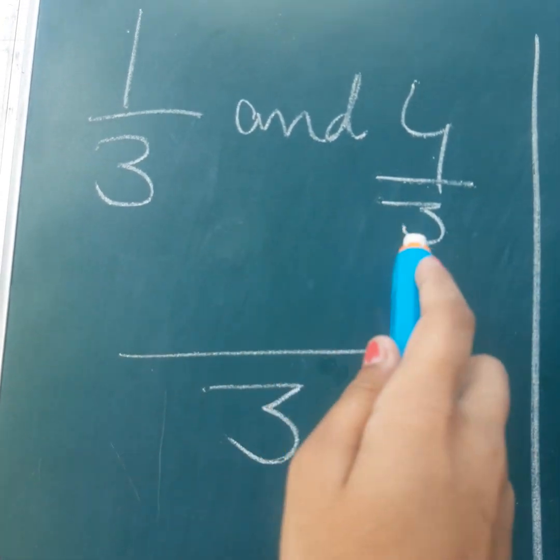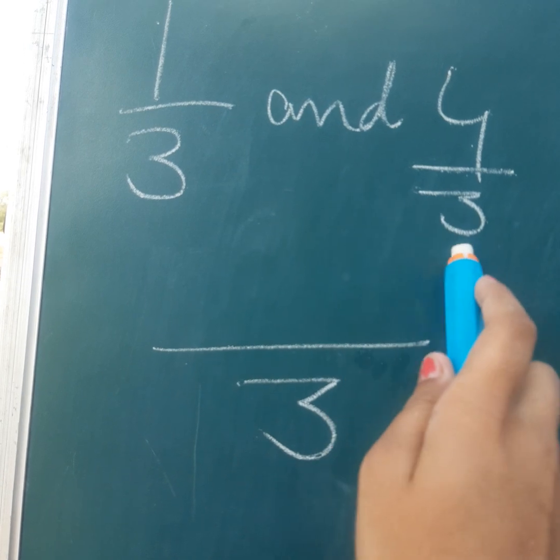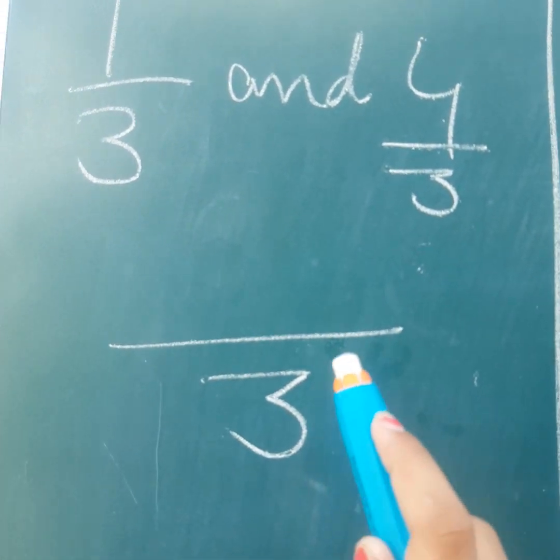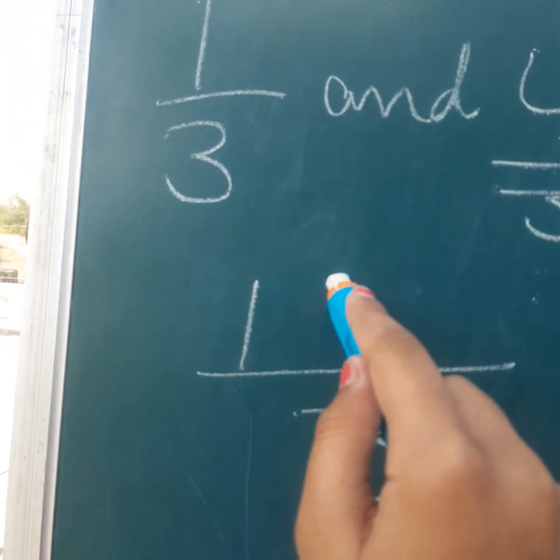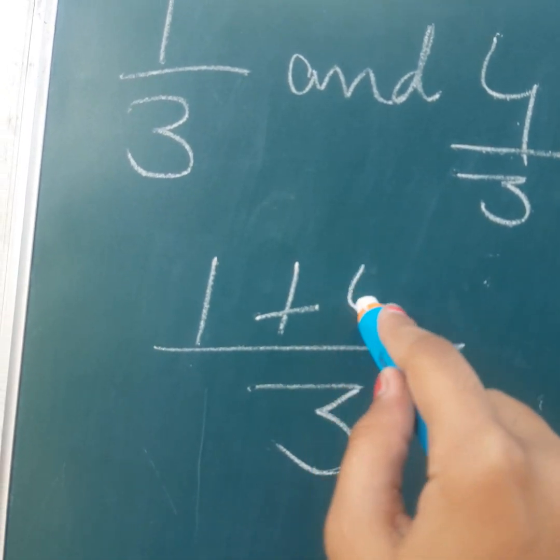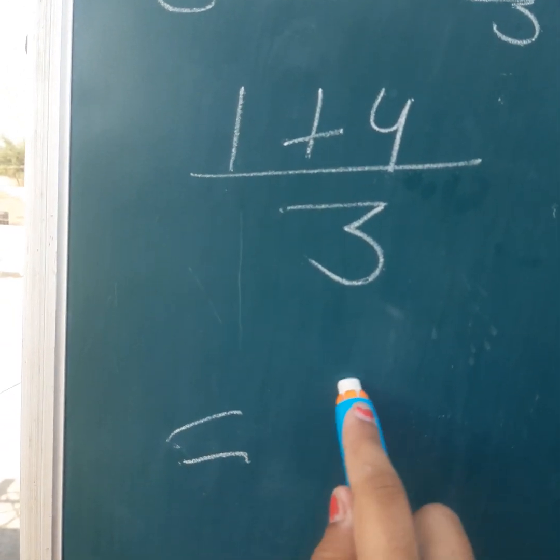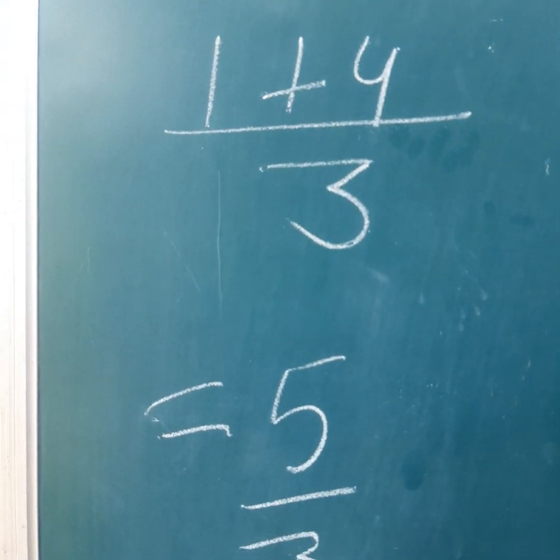So we have taken the LCM of both denominators, that is 3, and we have to add the upper two terms. 1 plus 4, that is 5 over 3. So it's our answer.